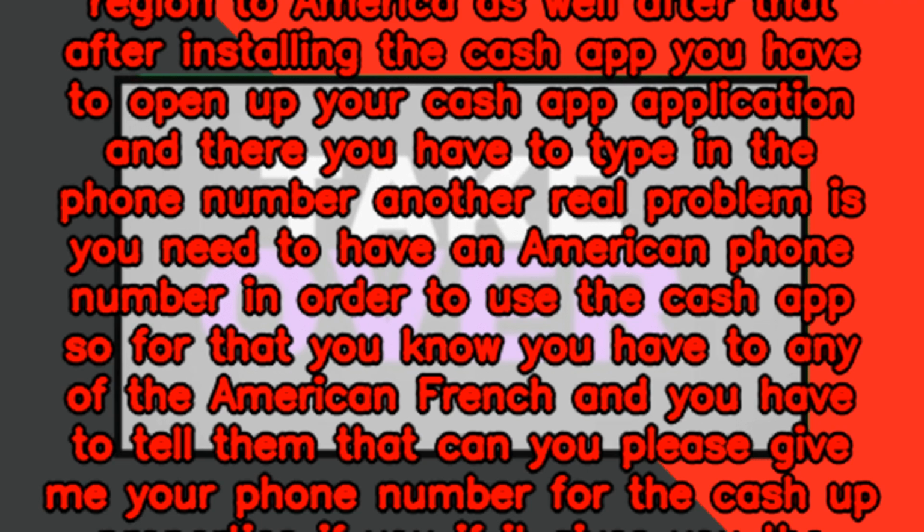If they give you the phone number, you can simply put it there, it will send a code, and you put the code right back here, and your Cash App account should be ready to use anywhere. You can use it in the UK very easily, just need to turn on the VPN before using it.